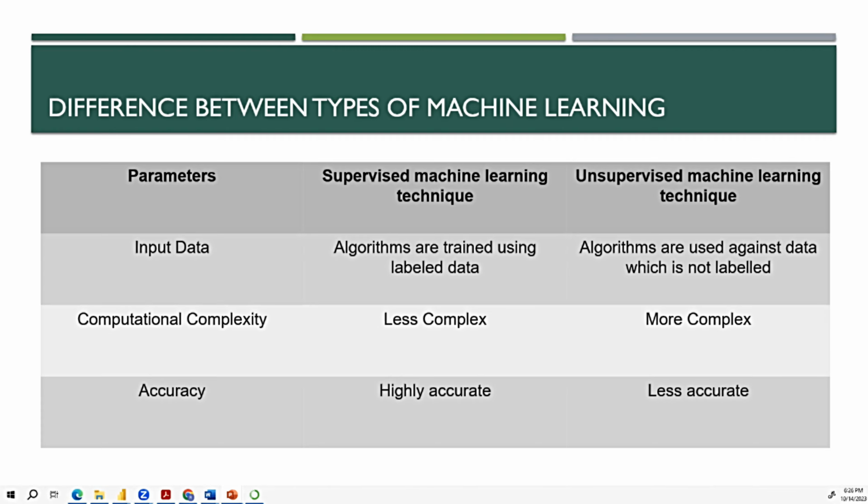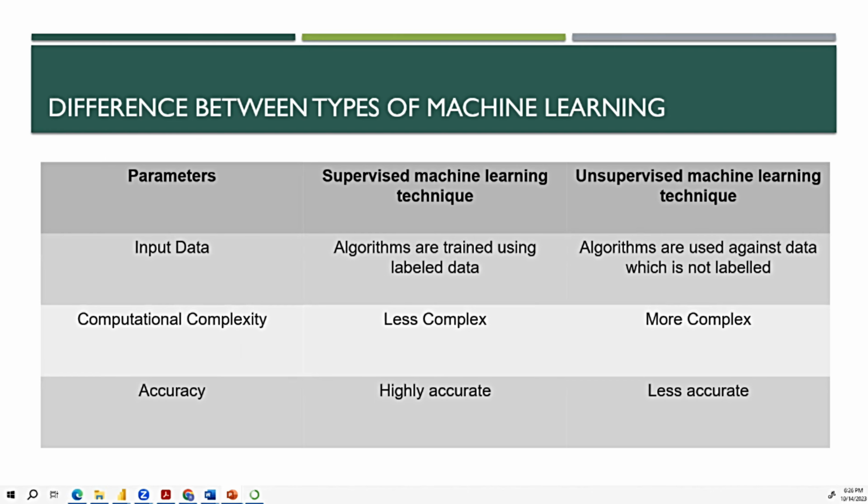So that is the case. In unsupervised machine learning, you will not have any dependent variable; every variable is independent of each other. Regarding computational complexity, supervised machine learning is less complex compared to unsupervised machine learning, and it is more accurate compared to unsupervised machine learning. Because here the variable y, the dependent variable, is not there.